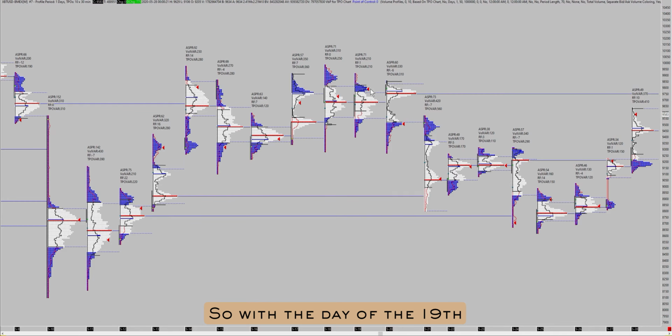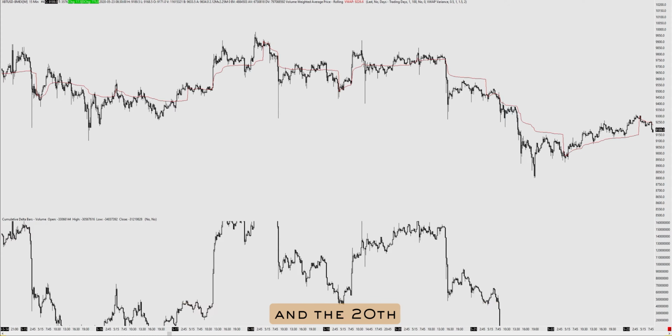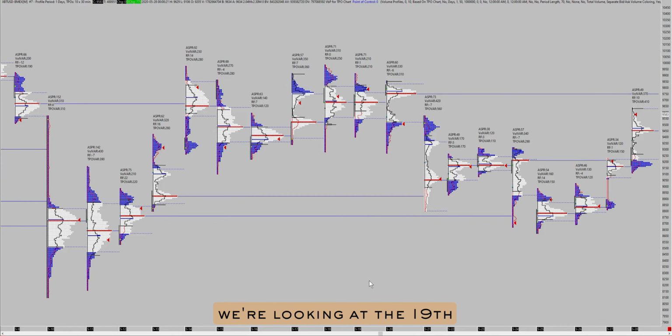So with the day of the 19th, we actually close outside of value. So we close outside of value, which does open up the opportunity for a trade that is in a different trade module or trade video. Okay, and that is the 76% rule or the 80% rule if you go by Jim Dalton's rule. So at the high of the structure, we know we're approaching resistance. So we'll look for signs of absorption. So this is the tail end. This is the 19th and the 20th. So just to reiterate, we're looking at the 19th, okay, as the inside day.